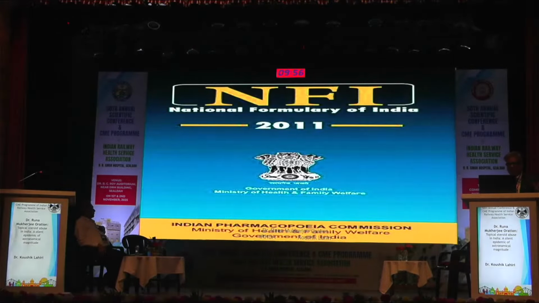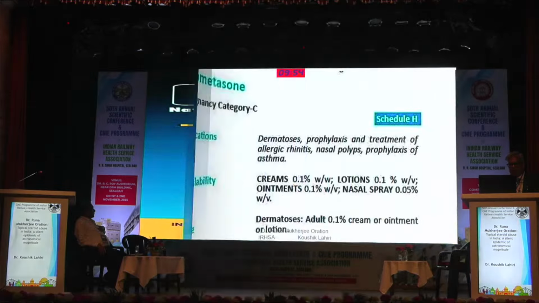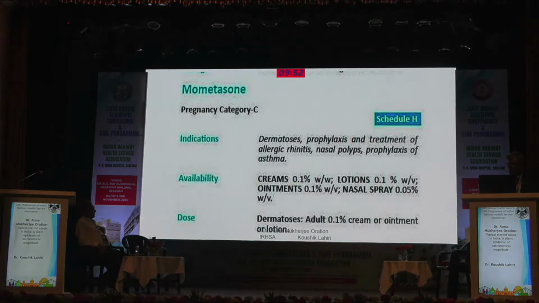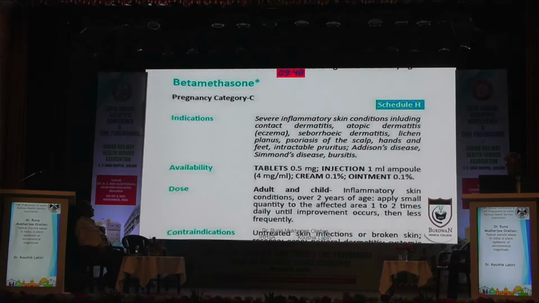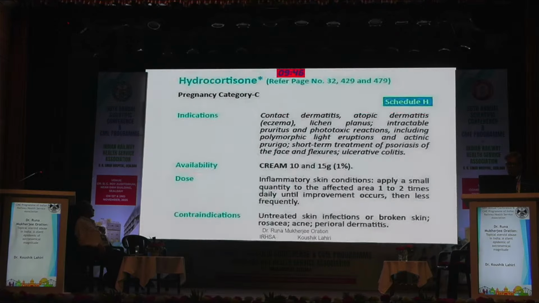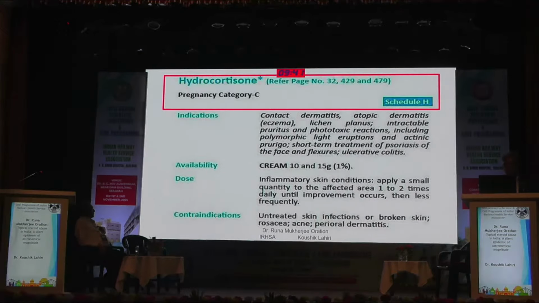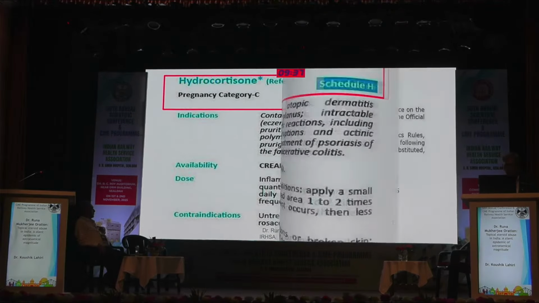So this is the national formulary of India. Now look at this. This is mometasone. It is a Schedule H drug. This is betamethasone. This is hydrocortisone. In India, it is a Schedule H drug. Schedule H drug, as you know, is not supposed to be available without prescription.